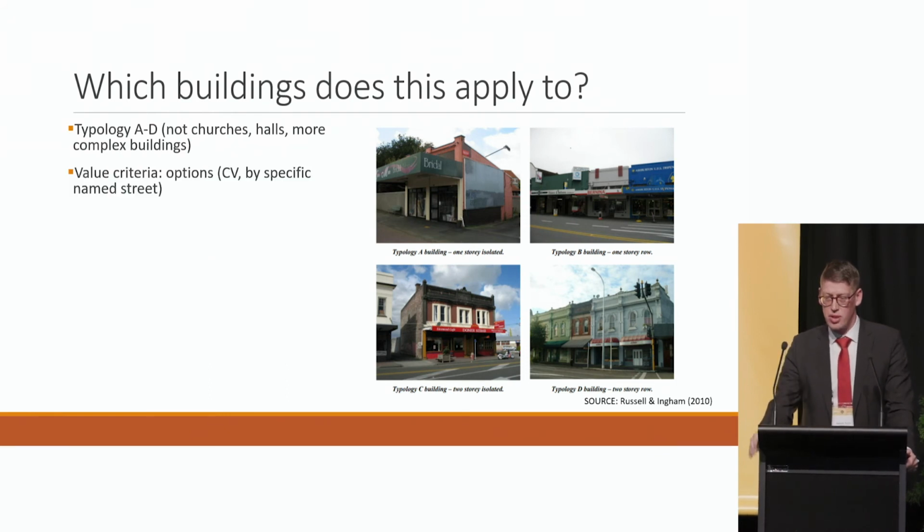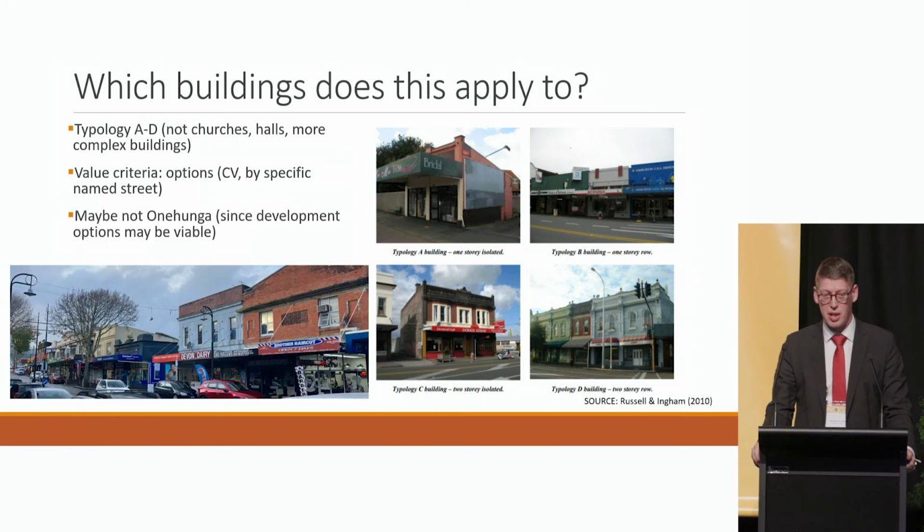The paper suggests that the option here is to identify the buildings that are eligible for this treatment through a value criterion. That's a rough way of measuring the financial ability for owners to generate revenue to strengthen or to replace those buildings. One way to do that is to come up with a number related to CV. Another way might be to follow the process in the post-Kaikoura time, which is actually identifying specific streets or specific areas for which this scheme might apply.